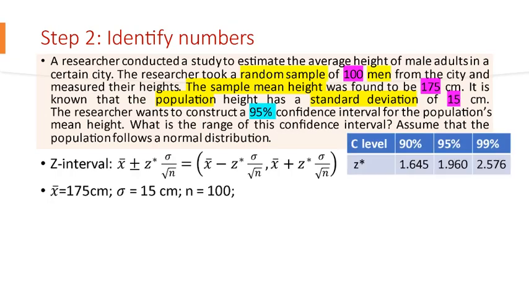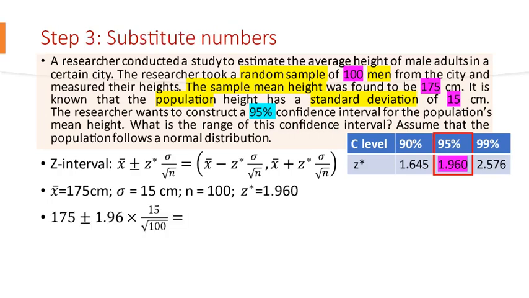Z star is the critical value that can be found in Table C from the formula sheet, and a minimized version is provided here. Different C levels will have different critical values. The question requires a 95% confidence interval, which means that the confidence level is 95%. We check the critical value under the column 95%. We have the Z star to be 1.960.